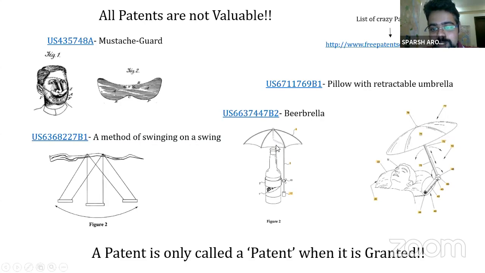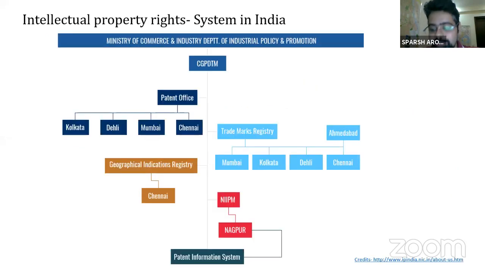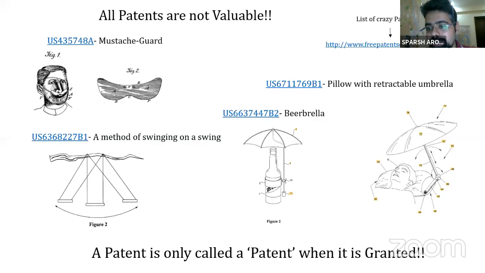If you see this, somebody filed a patent and called it a beer umbrella. It is a case holder with an umbrella for holding a beer bottle, because he thought that when he takes it out from the refrigerator, it is not chilled. So to protect it from sunlight, he designed this umbrella and case holder. Similarly, there is another patent which somebody has filed, for a pillow with an umbrella which could be retracted to protect him from sun rays when he is sleeping.